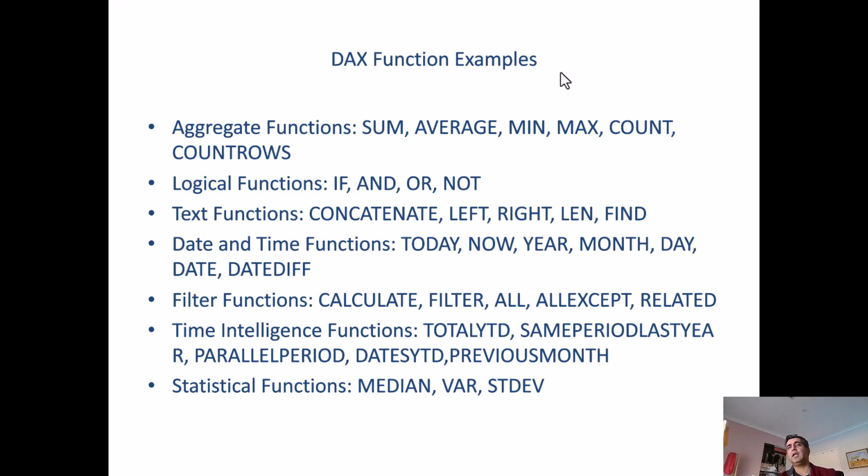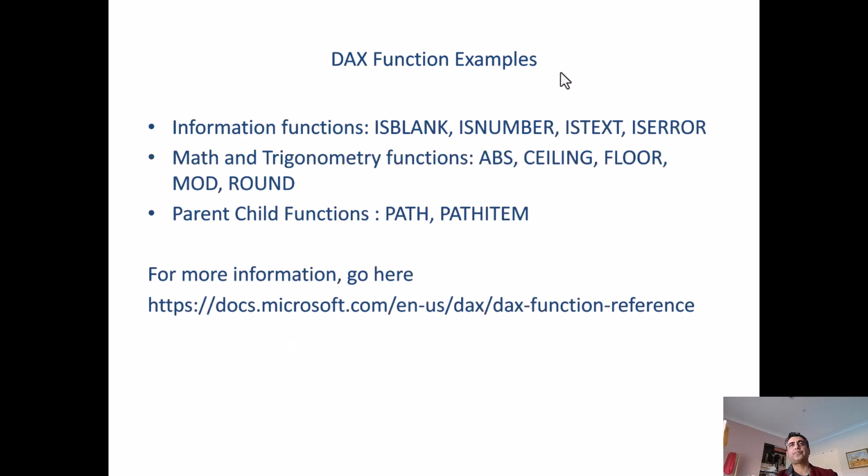Text functions like left, right, concatenate. Date time functions, so today will give you today's date. Filter functions, so these are used to set context, like calculate. Time intelligence functions, like total year to date. If you want to calculate, maybe for example, sales year to date, you can use this. And then there are statistical functions like median, standard deviation, so on and so forth.